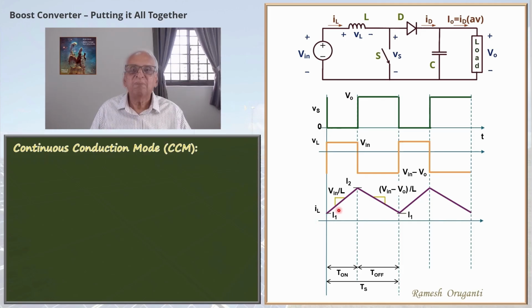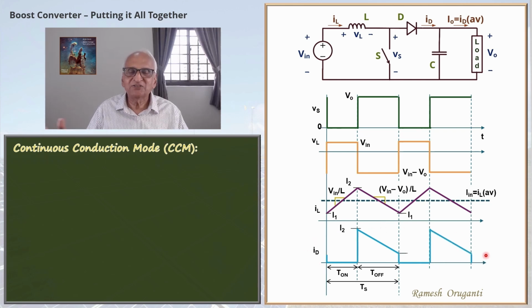Now this is the inductor current waveform, and the average of the inductor current waveform is the DC input current. So the DC input current Iin equals IL average. Capital I indicates the DC current. Now this part of the inductor current is the switch current. This part of the inductor current is the diode current. We can plot the diode current separately as shown.